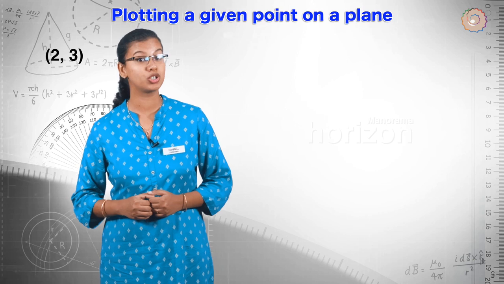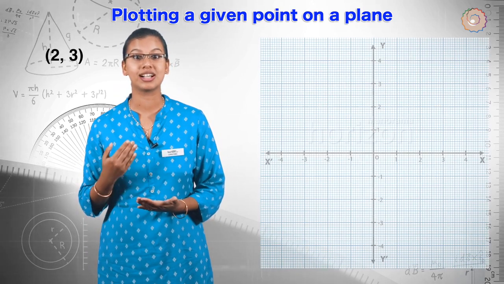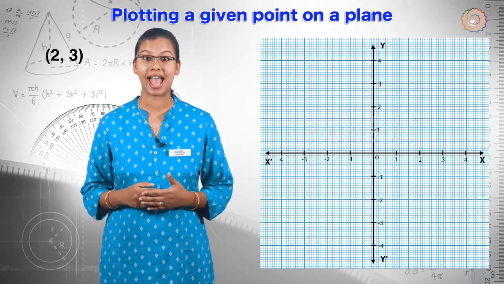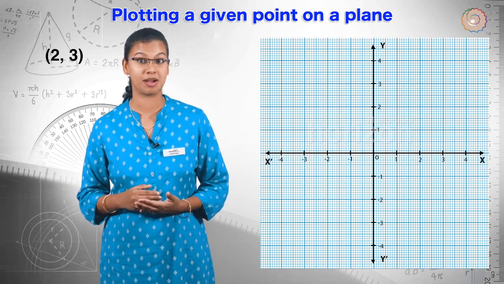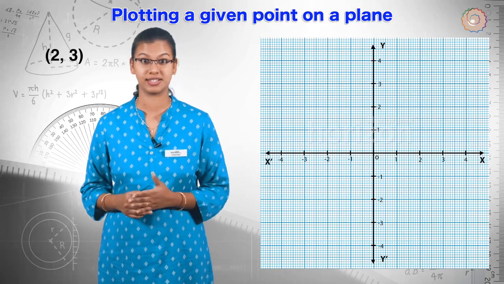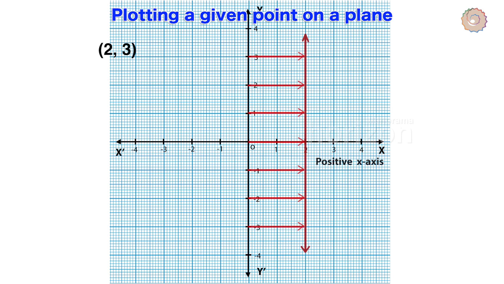Consider the coordinates (2, 3). To plot this point on the plane, at first we need to draw the Cartesian plane, preferably on a graph sheet, that is with coordinate axes, and choose unit numbers such that they are 1 centimeter for both the axes. The coordinates of the point (2, 3) tell us that the distance of the point from the y-axis along the positive x-axis is 2 units and the distance of the point from the x-axis along the positive y-axis is 3 units.